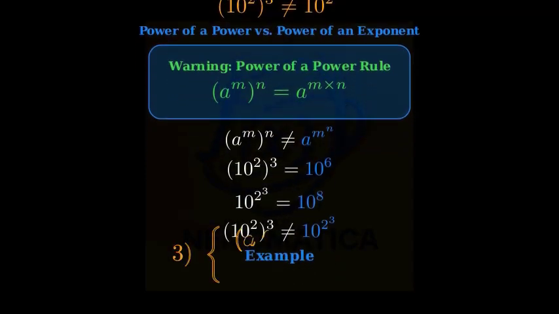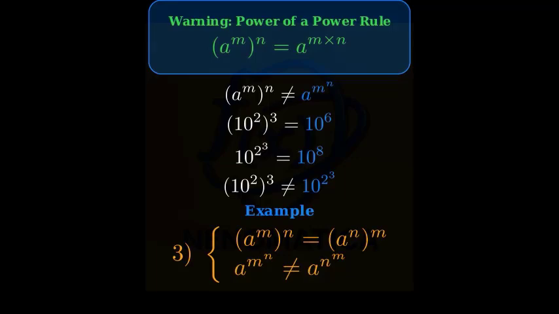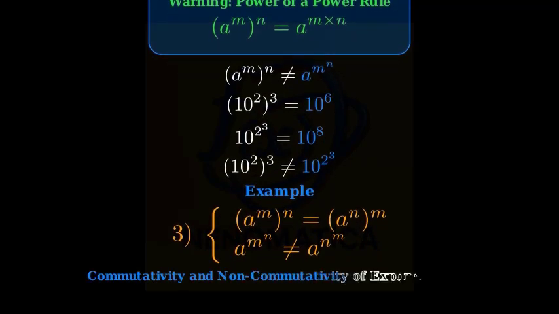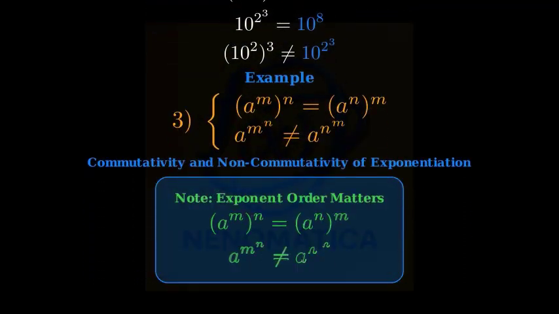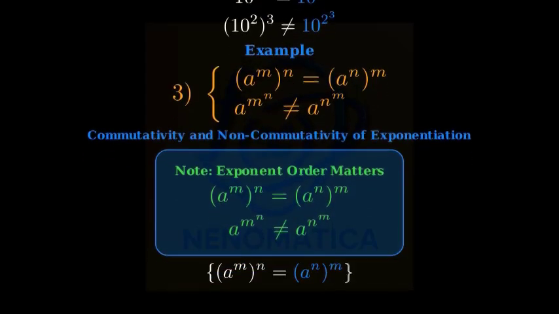Let's examine our third property, which deals with commutativity in exponents. This property helps us understand when we can switch the order of exponents. This property tells us that when we have nested powers, the order of the exponents can be switched in certain cases. Let's understand when this works and when it doesn't. First, when we have (a^m)^n, this equals (a^n)^m. This works because in both cases we end up multiplying the exponents and multiplication is commutative.